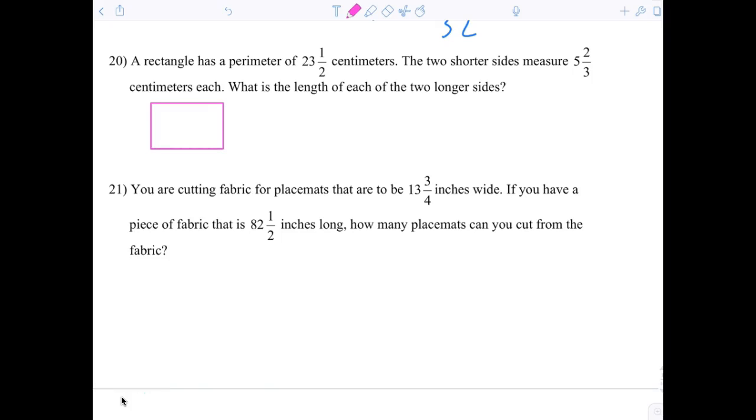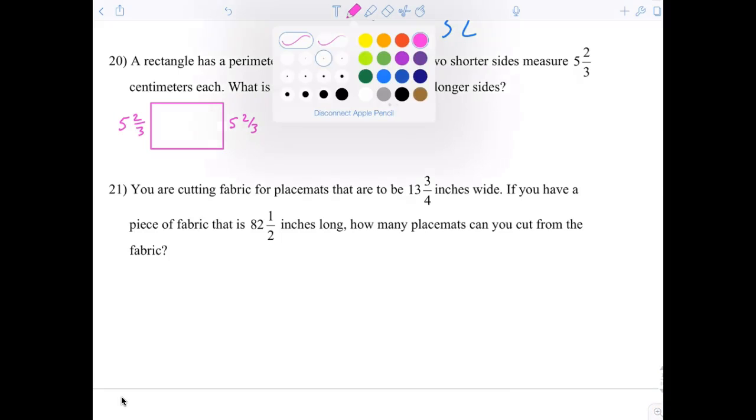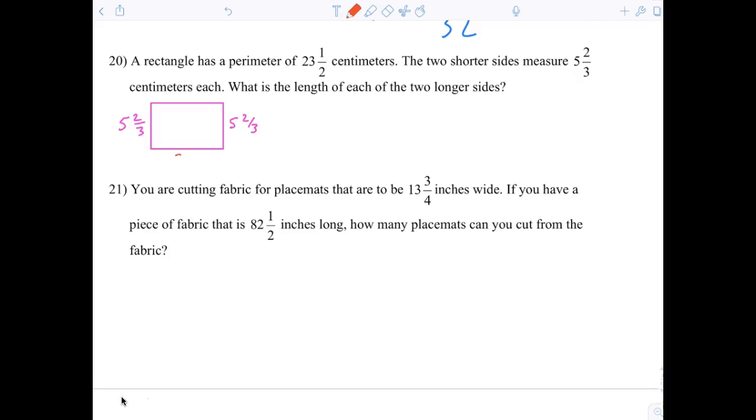Now, once you draw your rectangle, now we're going to put in the two smaller sides. It says here 5 2/3 and 5 2/3. I am missing, come on, I need you to concentrate. I'm missing these two sides. All right? No. Nope. Carter, tell me.